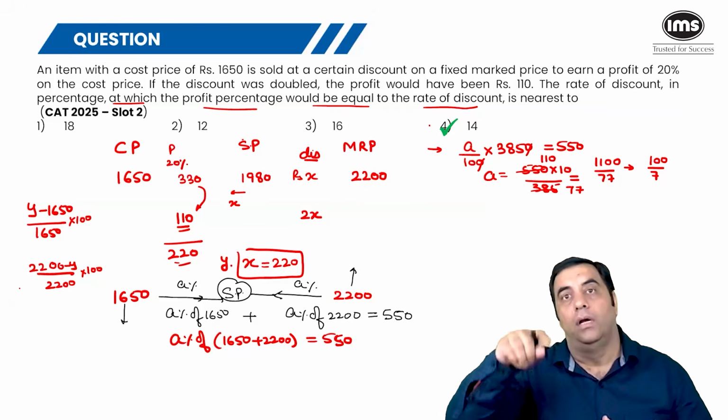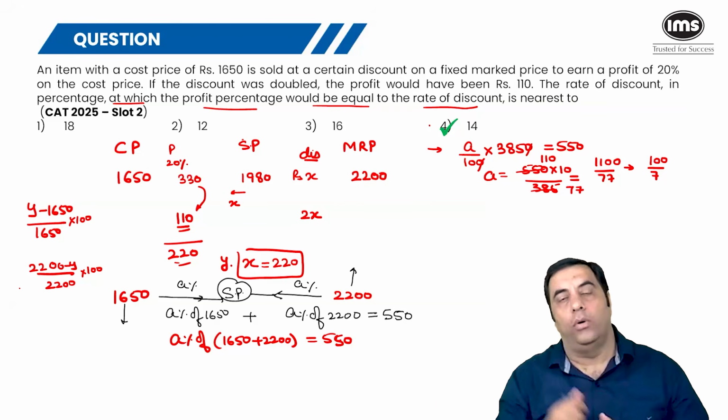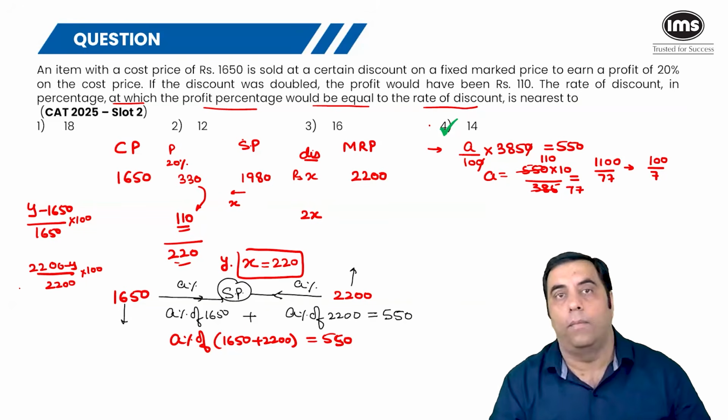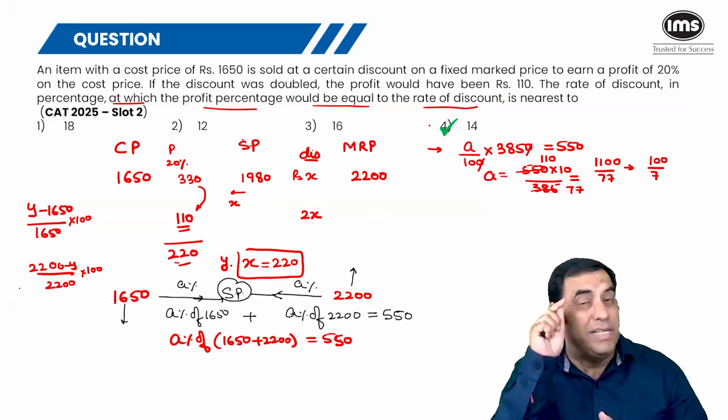Once you know the value of Y, then from there you will calculate that, okay, I know the selling price, and then you'll calculate what the profit percent is, which is equal to the discount percent. The answer would be there. But that is something which we have to keep ourselves away from. So please keep an eye on that.